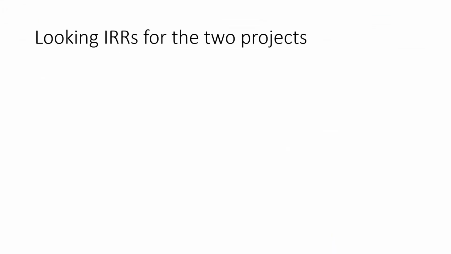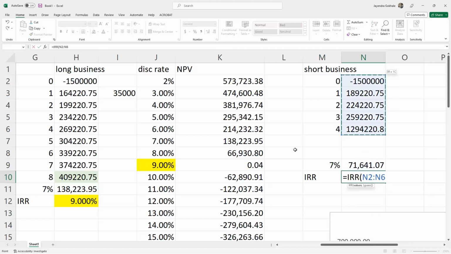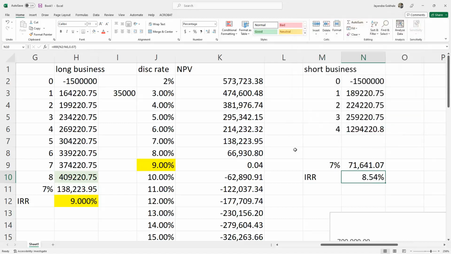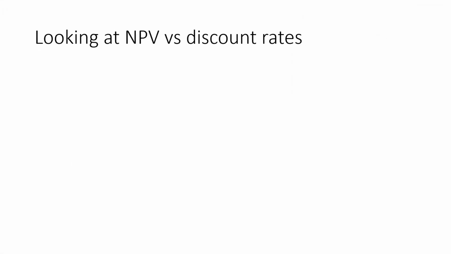Now, let's look at the IRR for the two projects. We already know the first project had an IRR of 9%. Now let's look at this project's IRR. IRR is going to be, let's just guess, 0.07, enter. It's not 9%, it's about 8.5%. So the IRR has also gone down, the NPV has gone down. Okay. So we choose the long project with respect to the IRR decision as well.